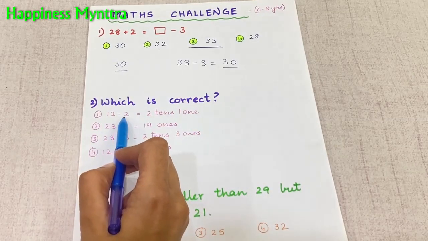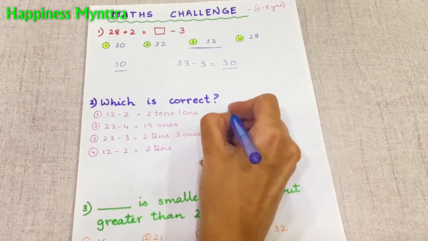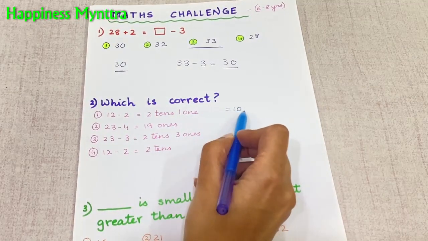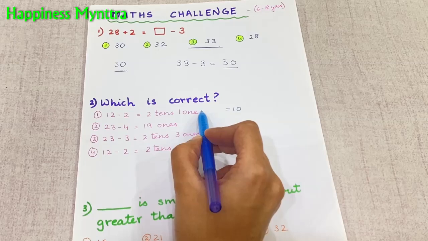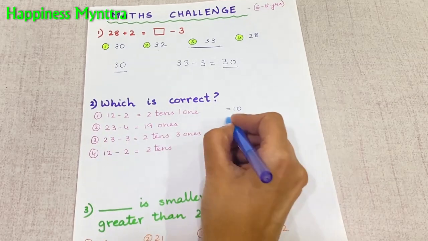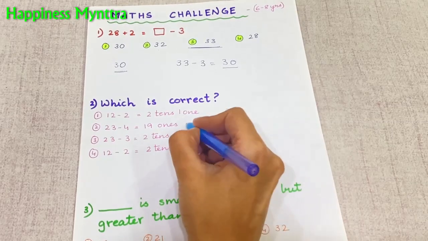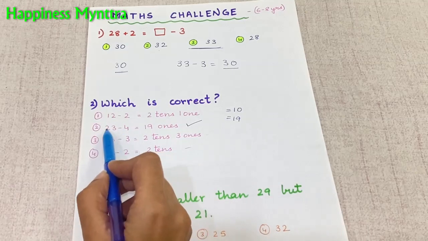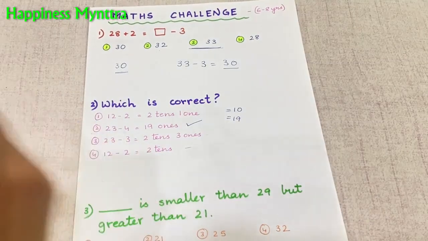Now, which is correct? 12 minus 2. 12 minus 2 gives us 10. So 2 tens and 1 one is not 10. So this sentence is incorrect. 23 minus 4. This is 19, which is equal to 19 ones. Similarly, we can check for these and we'll find that only this is the correct option.